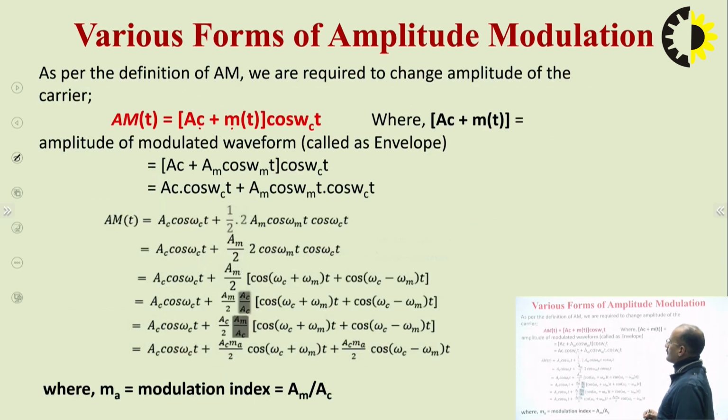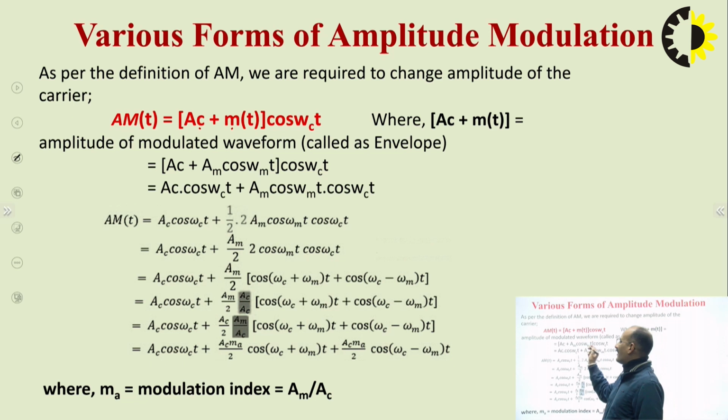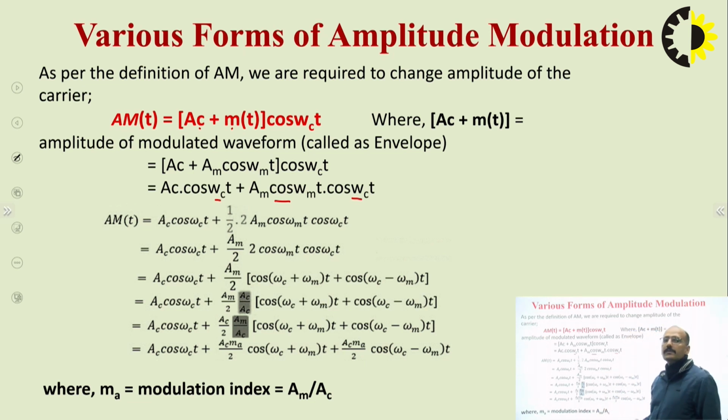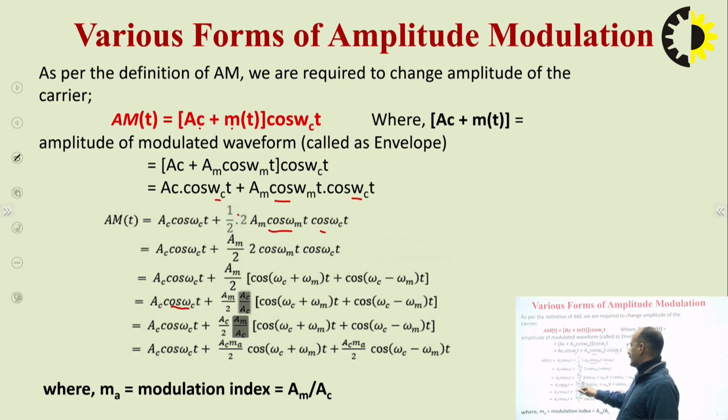Now for the further derivation, you are going to put the m(t) value in the equation. The m(t) value is Am cos(ωm t), so we get Ac cos(ωc t) + Am cos(ωm t) cos(ωc t). By applying the cos A cos B formula, we put 1/2 here, and cos A cos B is cos(A+B) plus cos(A-B). In the last we are going to get the equation Ac cos(ωc t) + (Am/2) cos((ωc+ωm)t) + (Am/2) cos((ωc-ωm)t).